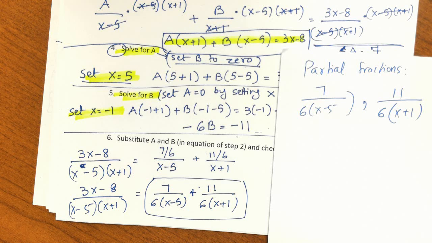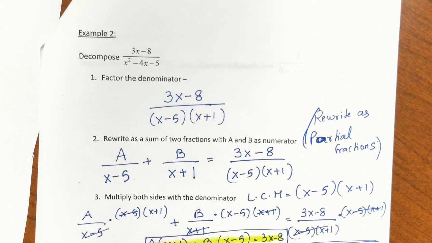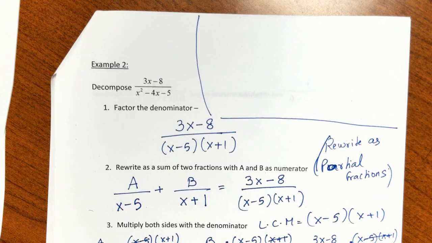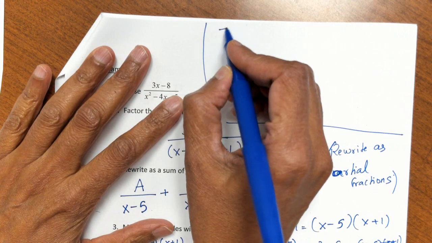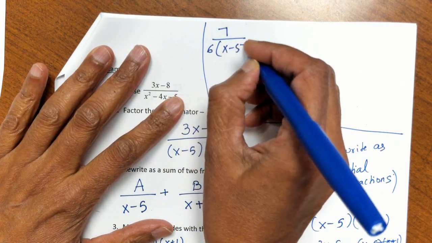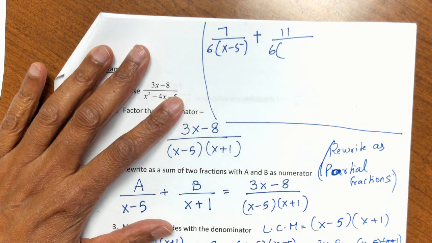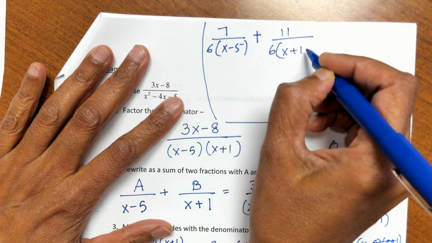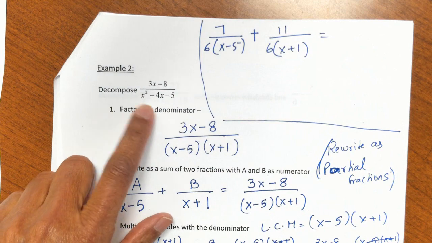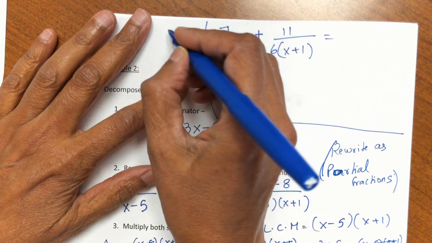Okay, let's do a check. There's no space here, so I'm going to go to the top. I have some space here, so wherever you get space, do your check. So basically all I have to do is 7 over 6 times x minus 5 plus 11 over 6 times x plus 1 equals what? Let's go ahead and add this up and see if we get 3x minus 8 over this. That's your check.